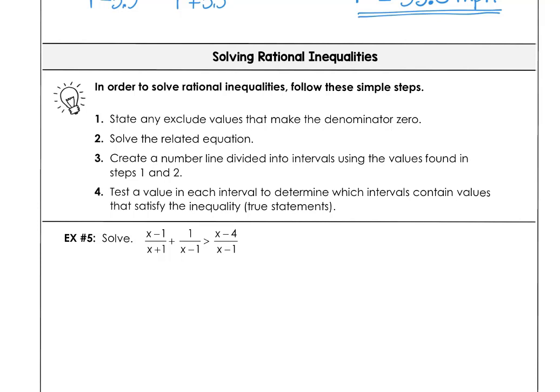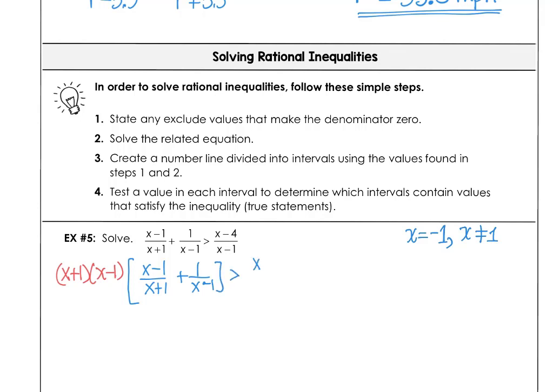First, we see that in this particular problem, we're not allowed to have -1, and we're not allowed to have +1. So those are going to be restrictions on our number line. We'll keep these in mind. And we need to multiply through by x plus 1 times x minus 1. So setting that up, x plus 1 times x minus 1 multiplied by the left side, and then the same thing multiplied by the right side.